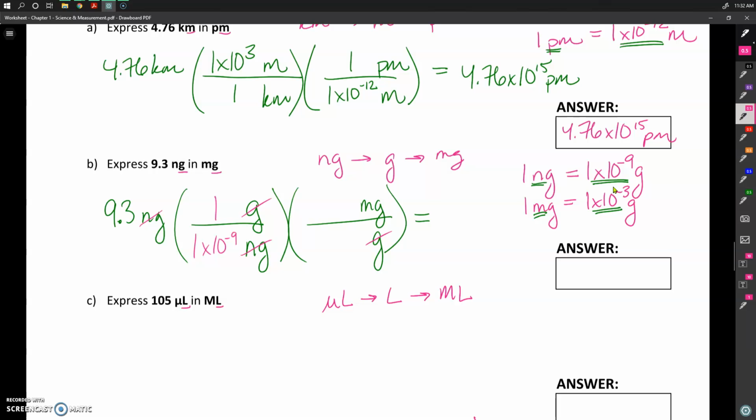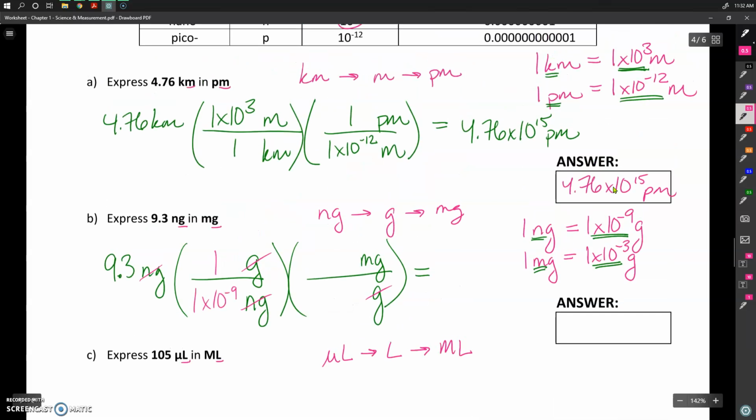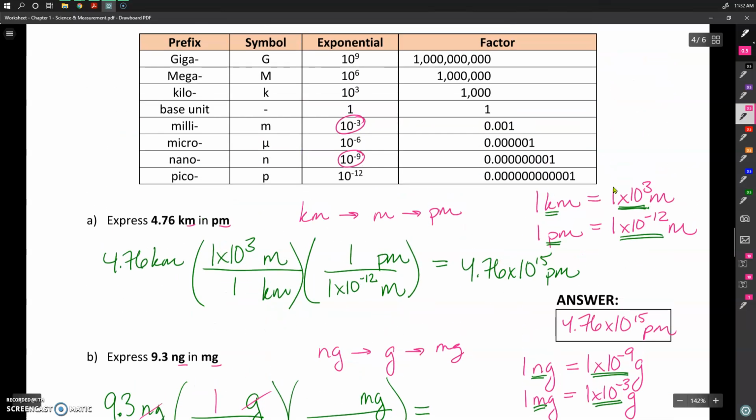And you can always think about this rationally as well, because does it make sense that 1 gram should be equal to 1 times 10 to the negative 9th nanograms? Let's think about what that means. 1 times 10 to the negative 9th is a number smaller than 1. So if you're saying you have 1 times 10 to the negative 9th nanograms, you're saying you have less than a nanogram. And so that's basically saying here that 1 gram is equal to something less than a nanogram, when we know that's not true, because up here in this chart, we know that nanograms are actually a smaller unit than grams. And so if you have 1 nanogram, you actually only have part of a gram, not the other way around.